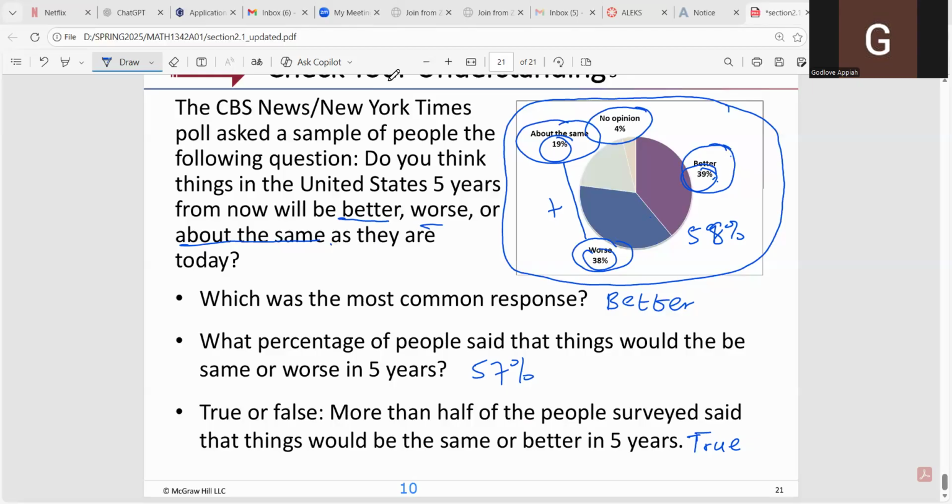So this is where we're going to end section 2.1. So hopefully we can meet in person next week so that we can go over section 2.2.